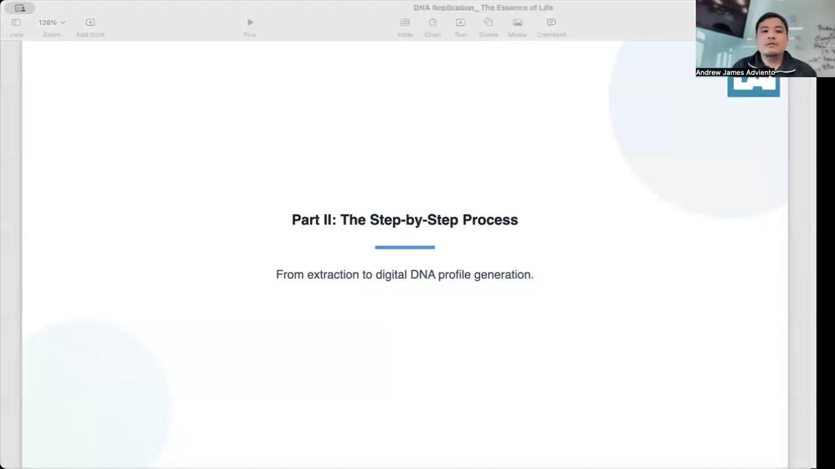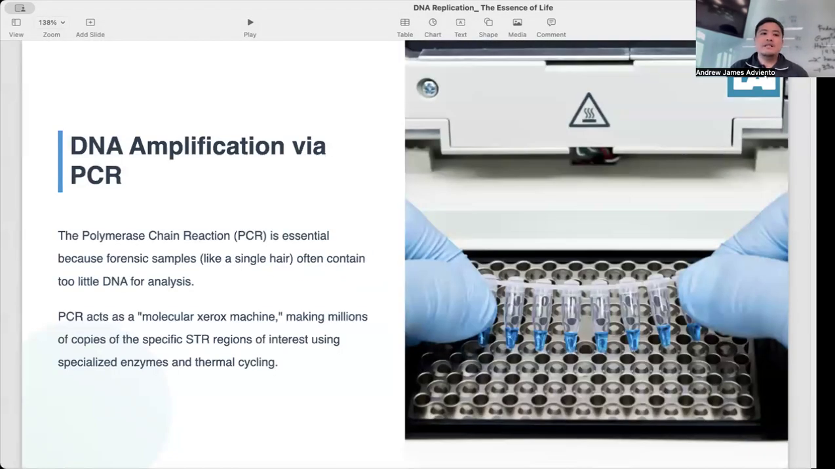So part two is the process. As we know, we are looking for these repeats, but how do we actually see them in the laboratory? We are going to see the step-by-step process of turning a sample into a profile. First is the amplification via PCR.